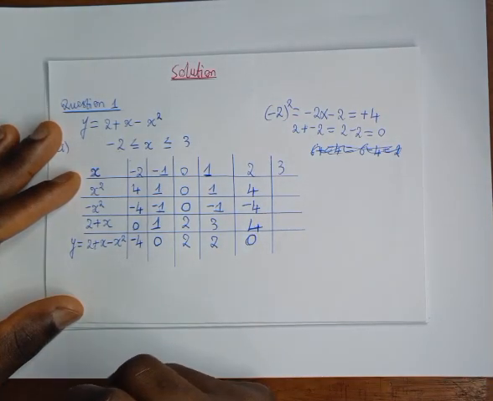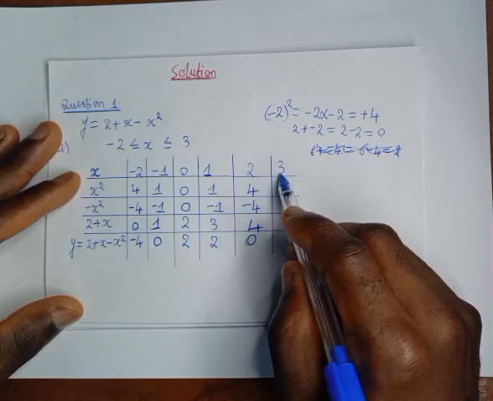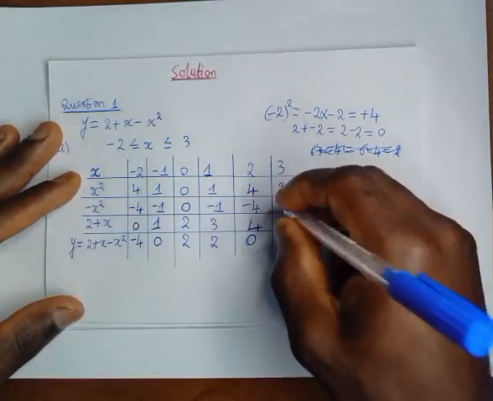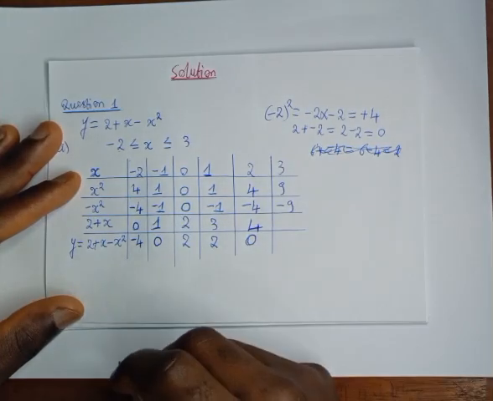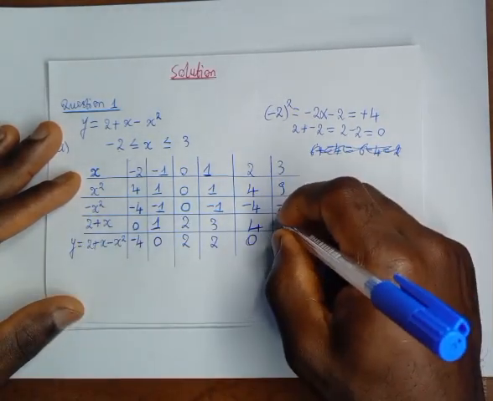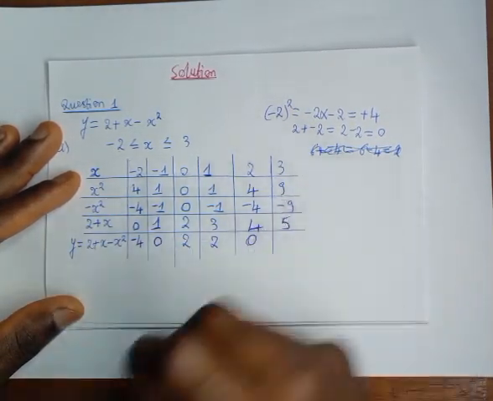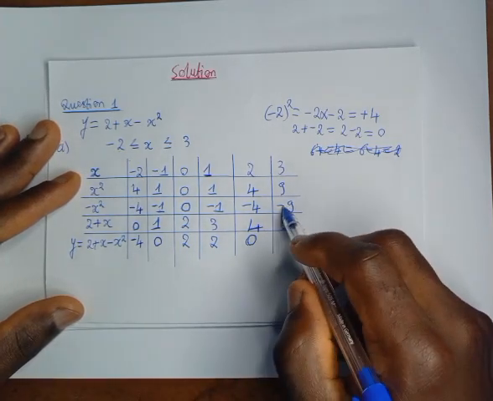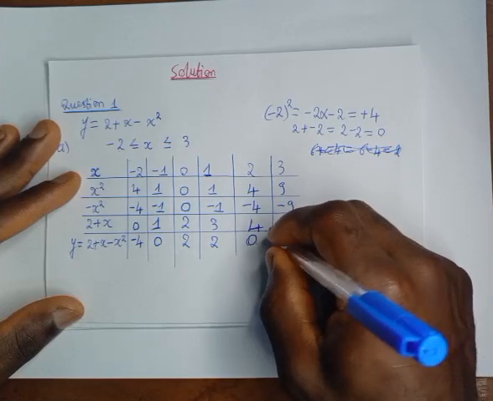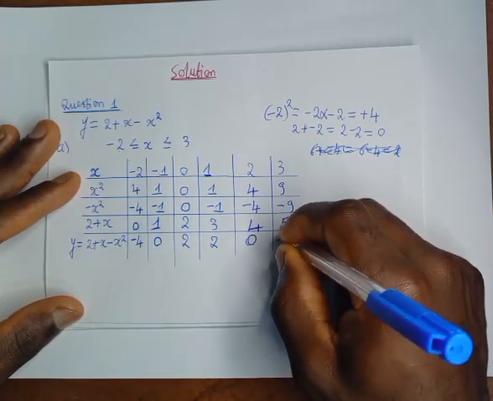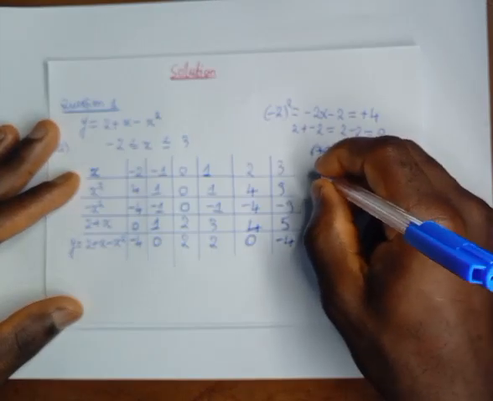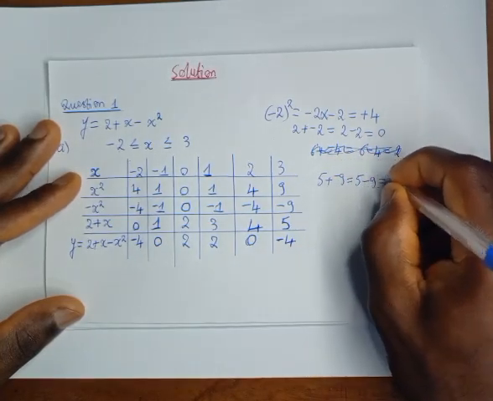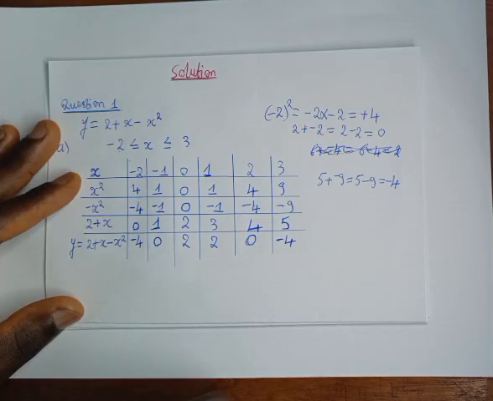We go now to the next. We have 3 squared, which gives us 9. Negative x squared gives us negative 9. 2 plus 3 gives us 5. Next we have to add 5 plus negative 9. It gives us negative 4. 5 plus negative 9 is the same as 5 minus 9, which is negative 4. That's why we have negative 4 here.